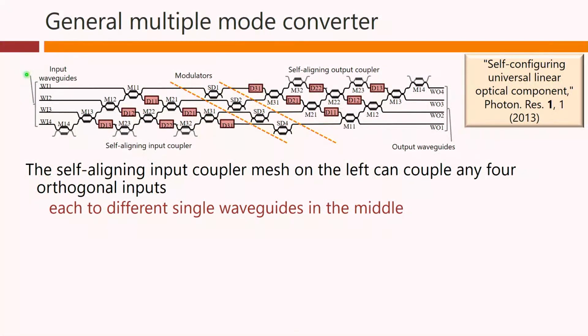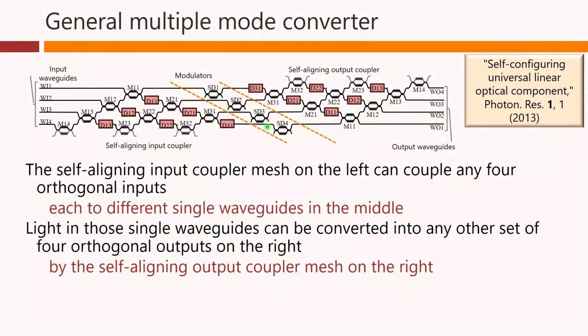In this architecture, the self-aligning input coupler mesh on the left, so this one, can couple any 4 orthogonal inputs to these single waveguides in the middle. So one orthogonal input goes here, a second here, a third here, and a fourth here, and so on. Light in those single waveguides can be converted into another set of 4 orthogonal outputs on the right, any set we like of orthogonal outputs here, using this mesh on the right.